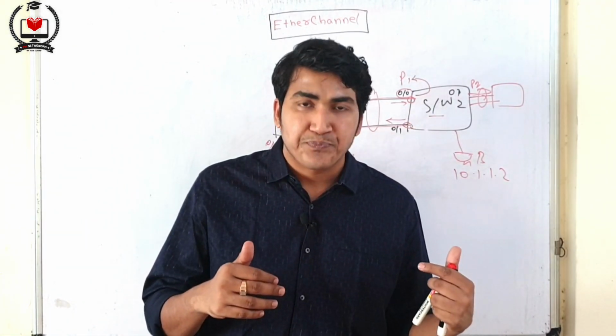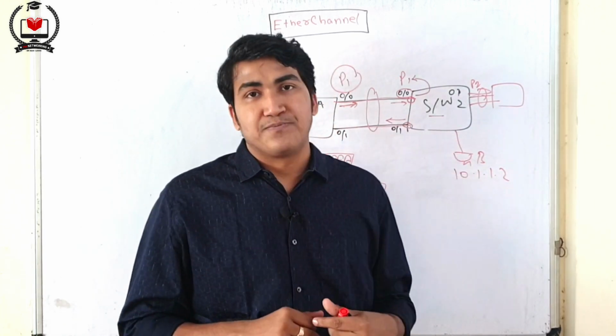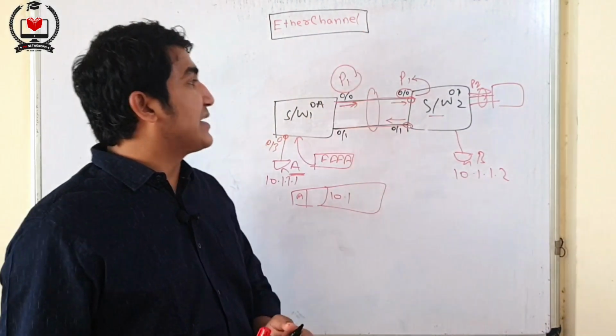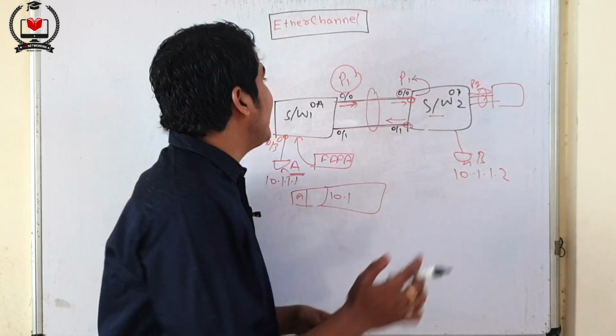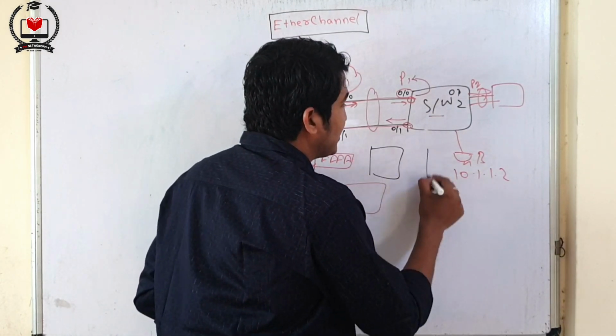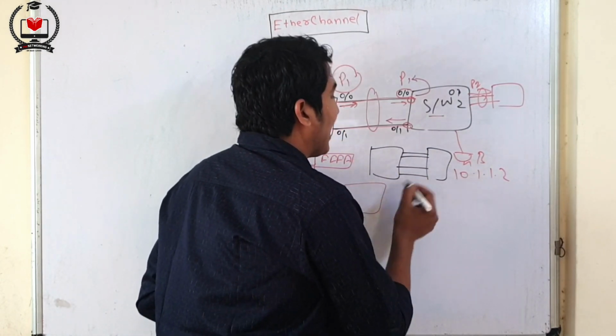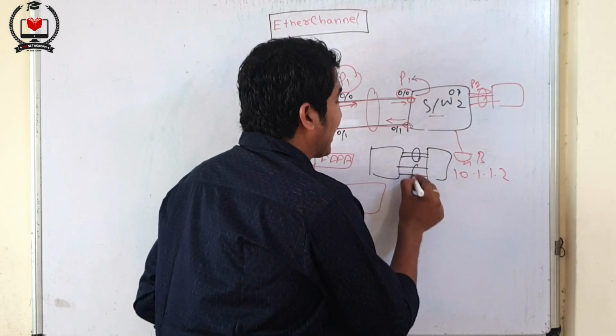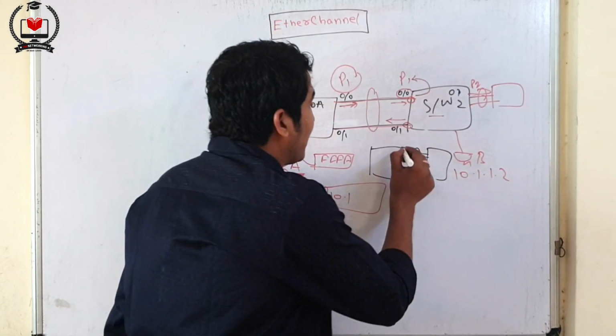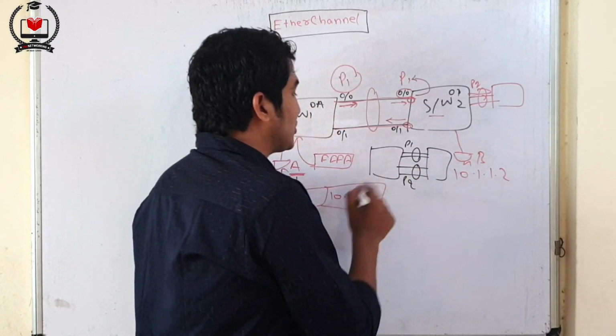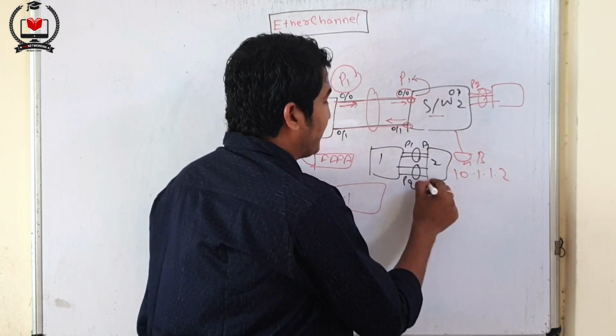This is how EtherChannel avoids loops in the topology. This is how EtherChannel creates a loop-free topology. And here suppose between two switches I have 4 links. I have bundled these 2 links together, and I have bundled these 2 links together. Now I have P1 and P2 on switch 1, and on switch 2 also P1 and P2.